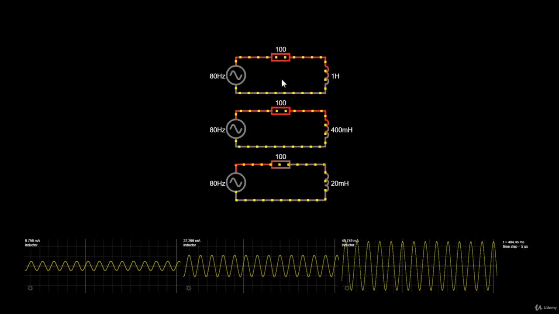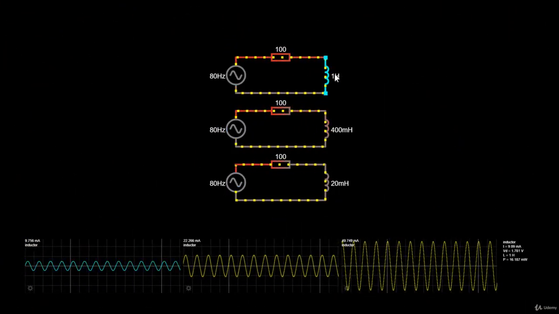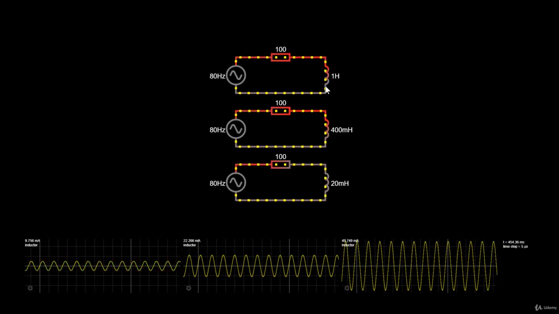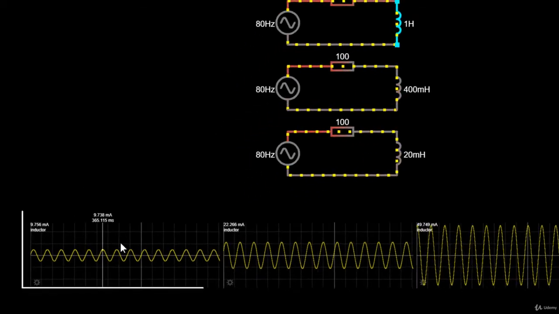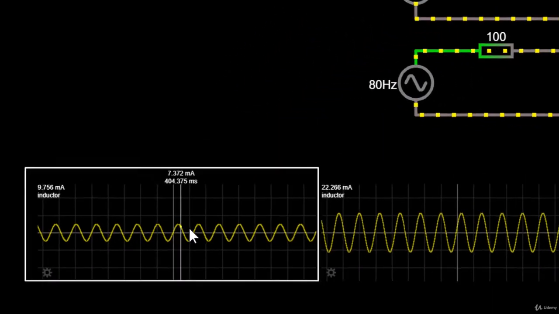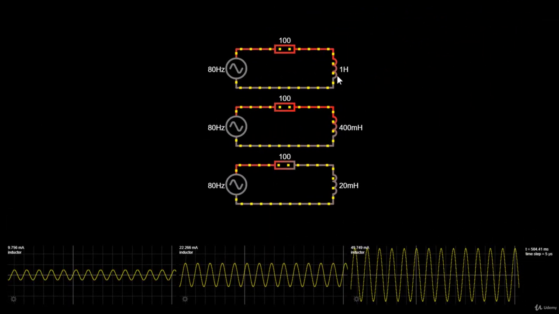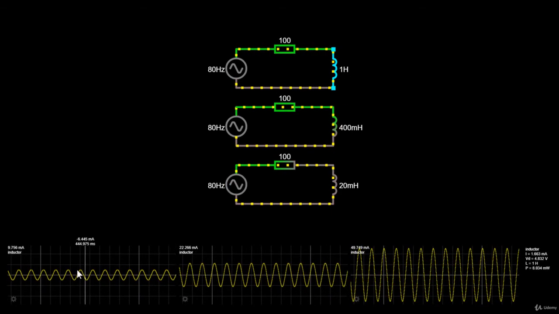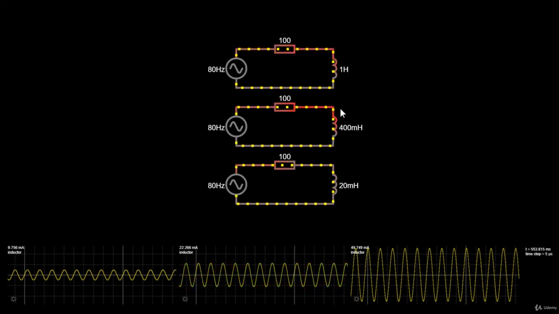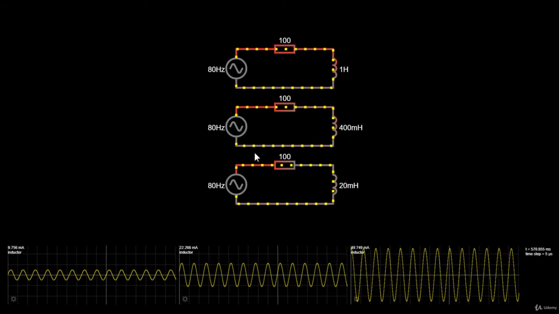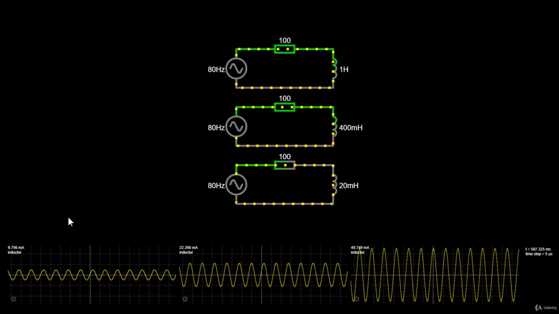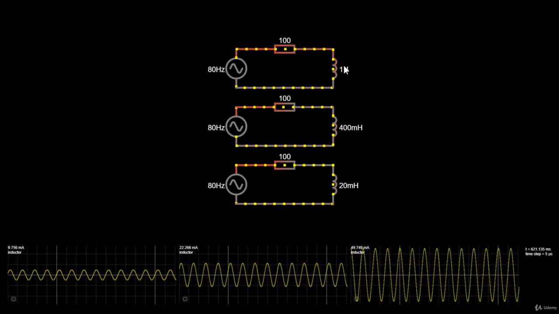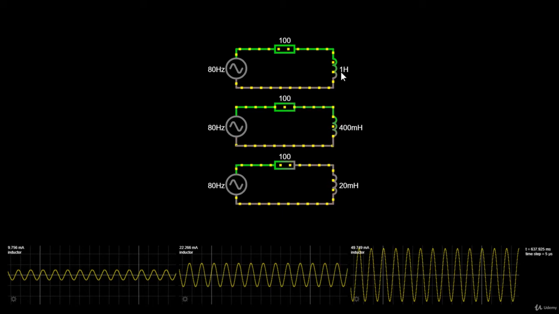So here are three circuits which are identical except for the size of the inductors in them. A larger inductor, which has higher inductance, has more opposition to changes in current. The inductor on the top is the largest, so the current flow is smallest in that circuit. And the AC source is constantly trying to change the current, and the large inductor is best at opposing those changes. And this brings us to the next question, which is, how does an inductor work?